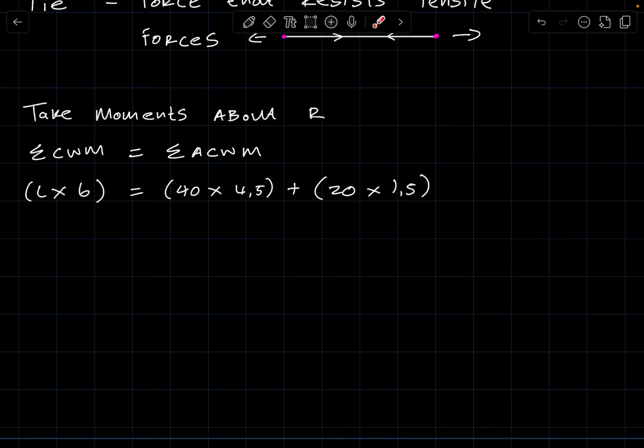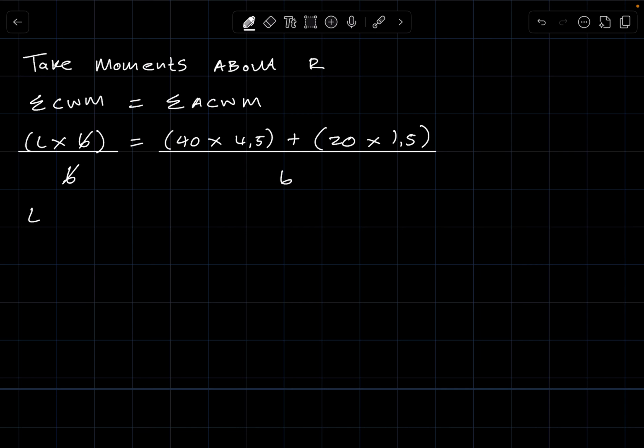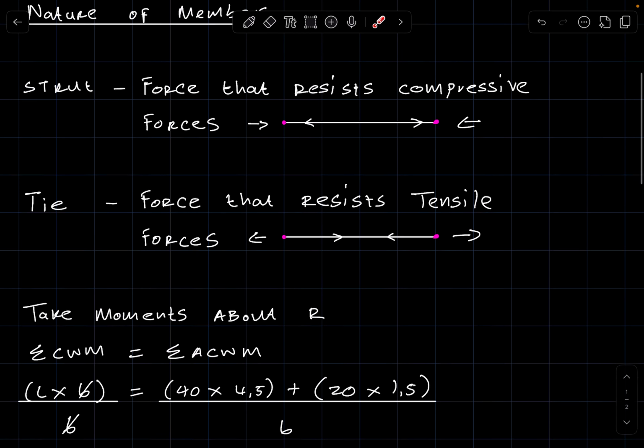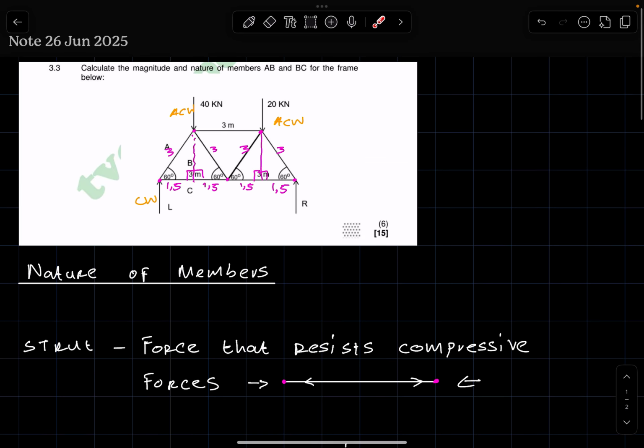Now, however you choose to proceed here mathematically will be up to you. I'm simply going to divide this by 6, as we are looking for L. And then if you punch this in your calculators, you are going to get 35 kilonewtons. So L is 35 kilonewtons.